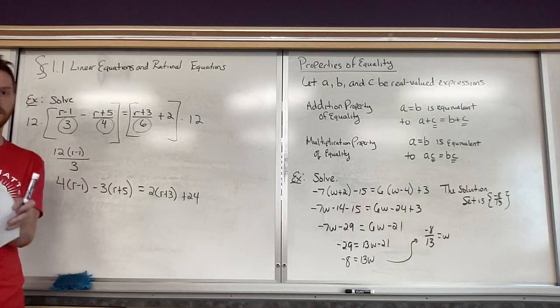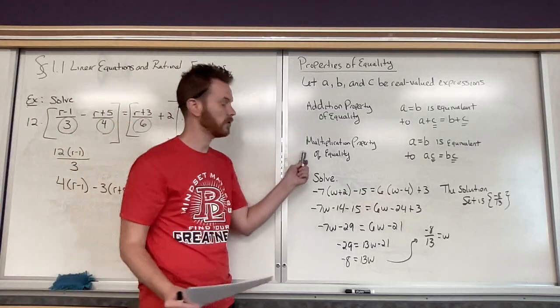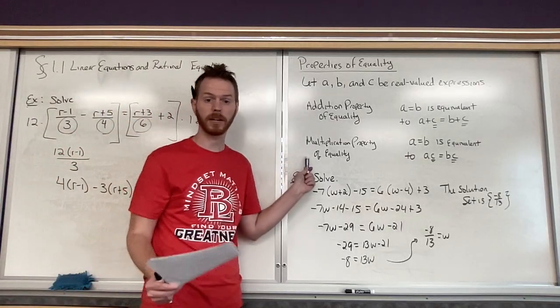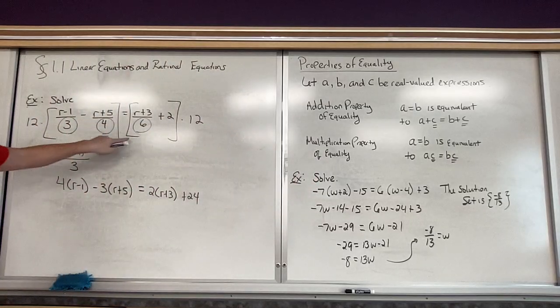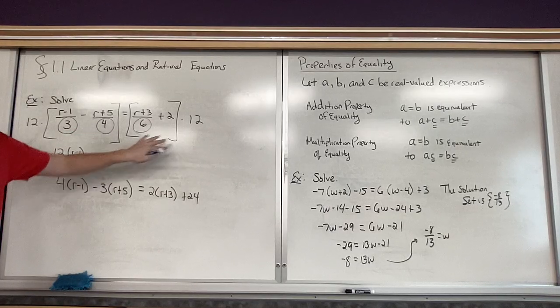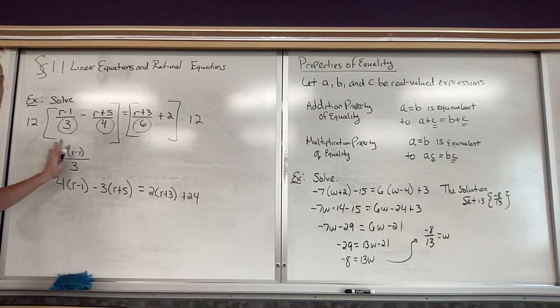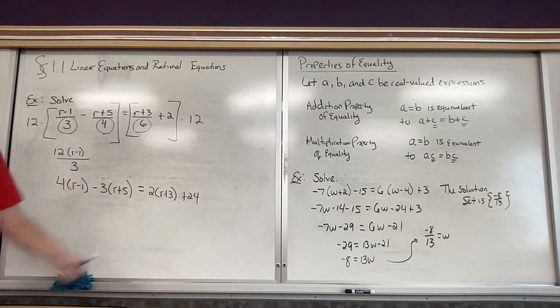Now, I want you to be very clear on something. This is using the multiplication property of equality. Okay, now why is that? Think about it. We're saying these are equal to begin with, that these two subtracted equals these two added. And me just multiplying both sides by 12 is not changing anything. These are still equivalent to each other.